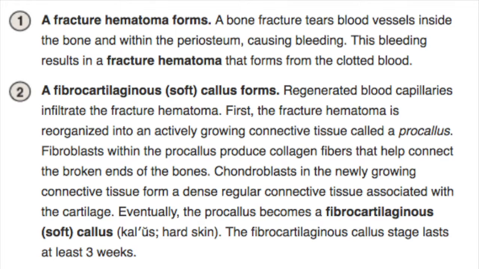A fracture hematoma forms. A bone fracture tears blood vessels inside the bone and within the periosteum, causing bleeding. This bleeding results in a fracture hematoma that forms from the clotted blood.